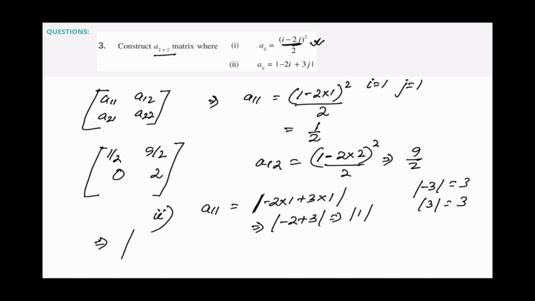So that way again you can do. We are writing 1. Any other, let's say I'm doing the last one. A22. Mod of minus 2 into 2 plus 3 into 2. So what are we getting?